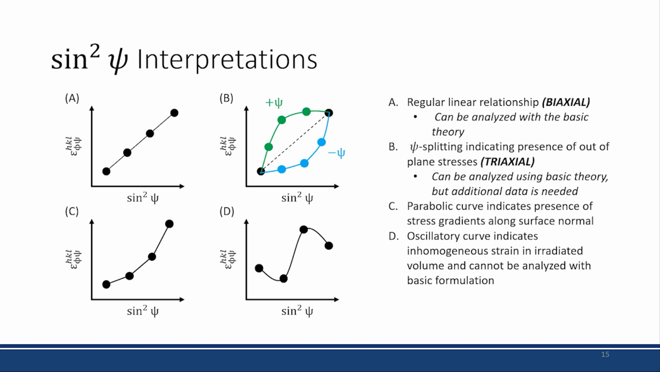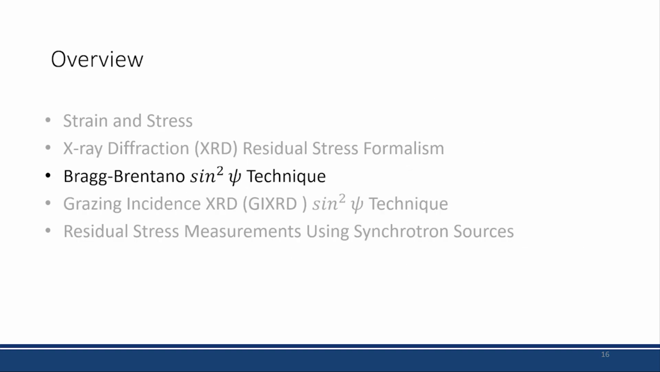You can get a parabolic curve. That's going to indicate the presence of a stress gradient along the surface normal. Or you can see an oscillatory curve or seemingly no strong correlation, which would indicate that that particular stress state can't be analyzed using this technique. So how do you actually collect this data on the tools downstairs in the MCL?